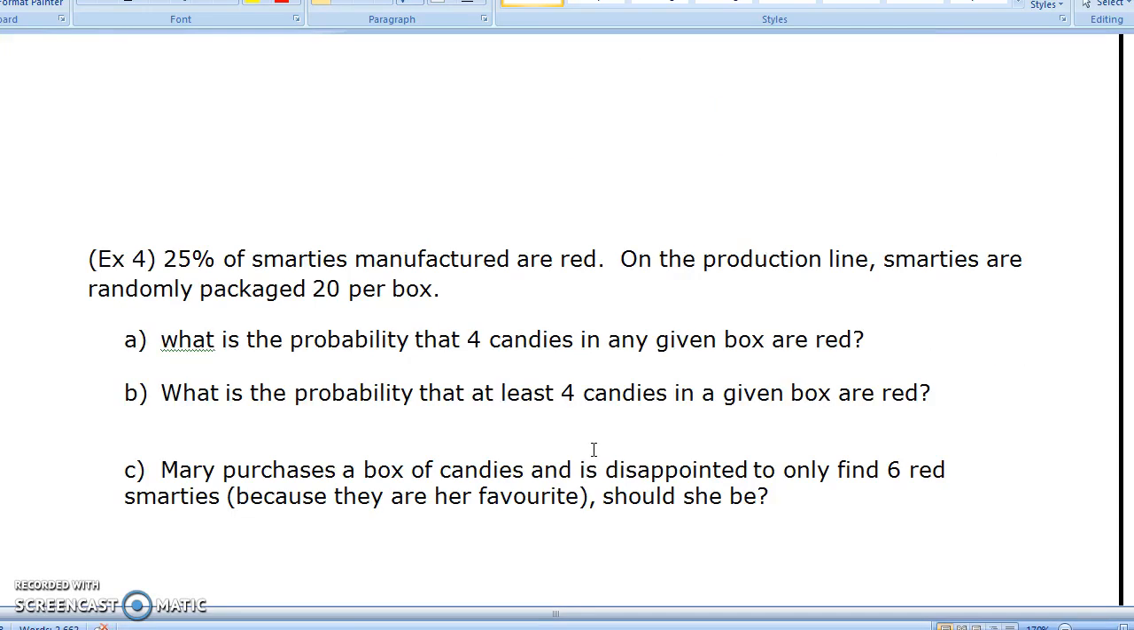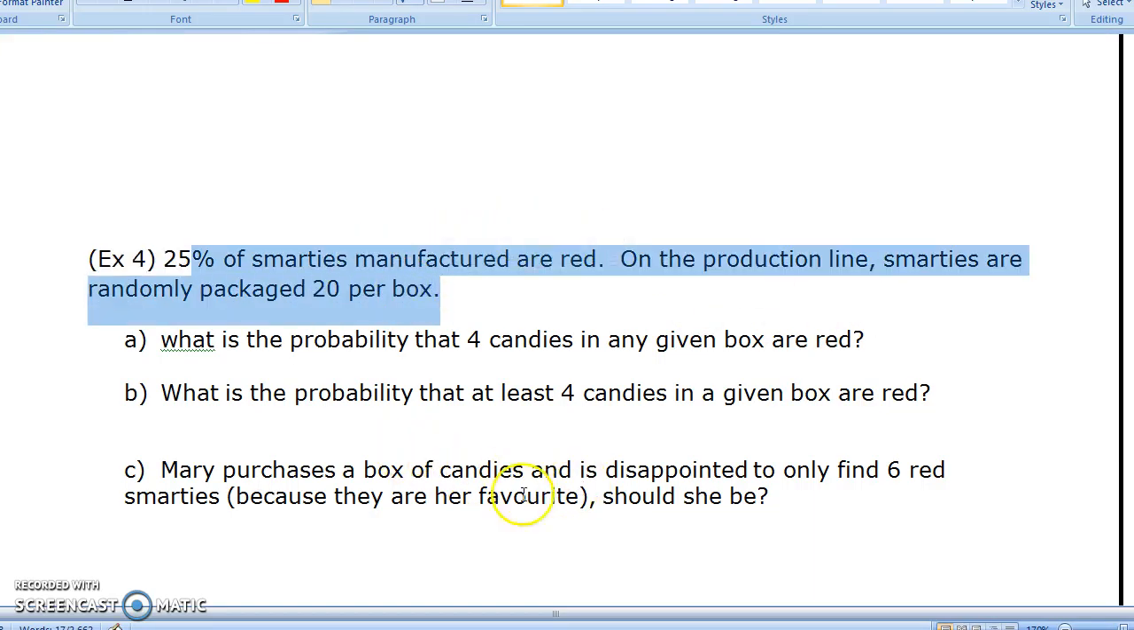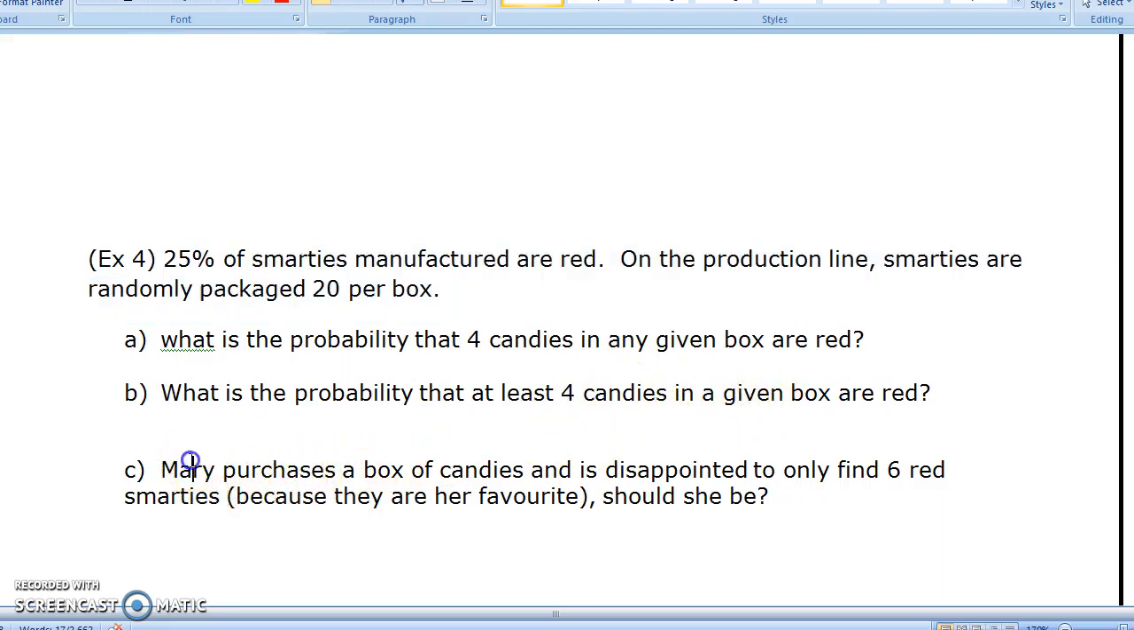So the second to last question for today is this one. 25% of Smarties manufactured are red. On the production line, Smarties are randomly packaged 20 to a box. What is the probability that 4 candies in a given box are red? What is the probability that at least 4 candies in a given box are red? Mary is disappointed to find only 6 red Smarties because they're her favorite. Should she be disappointed to only find 6?